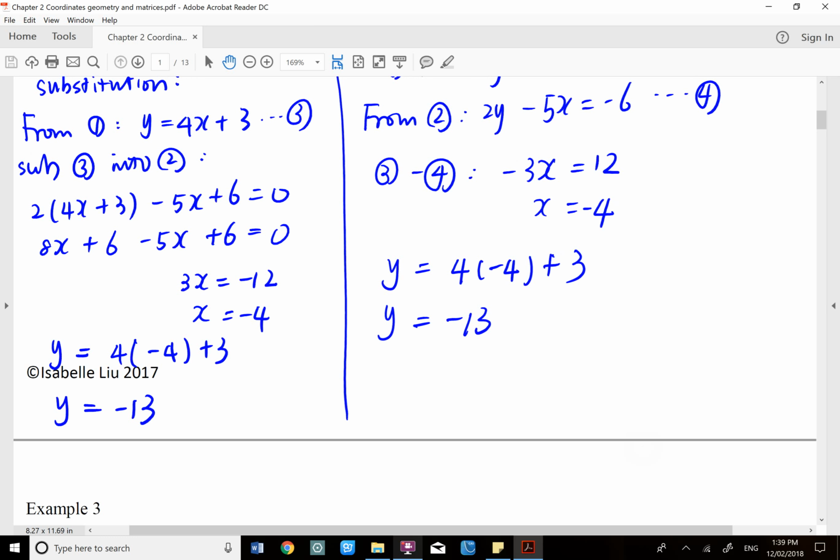Also, if you have two pairs of answers, like this is a linear equation, I have x equals to minus 4, y equals to minus 13.